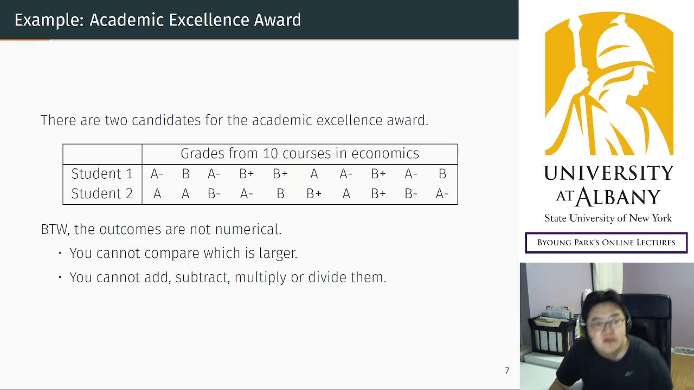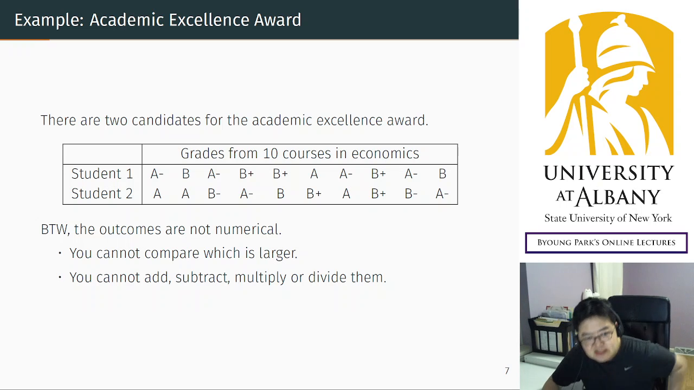Okay, let's think about another example here. Suppose that you are a professor. You have to choose one student for the Academic Excellence Award, and the criterion is their grades. Suppose that there are two candidates, two finalists for the award, and you get their grades from 10 courses in economics. You'd like to compare their grades and determine who performed better academically.